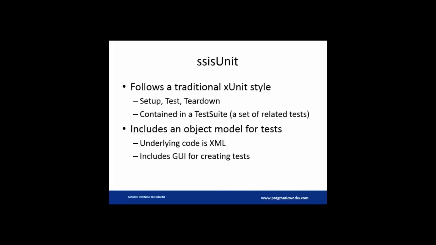Again, it follows a traditional xUnit style with a setup, a test, and a teardown. You can contain an individual test in a TestSuite, which can be executed as a unit. You actually have an object model that sits behind all this, an API. So you can write the unit test in XML directly. You can use the API to create them programmatically if you happen to prefer working in C# or VB. And you can use what GUI there is to create the test as well. I will warn you, the GUI is fairly limited in terms of its functionality today.